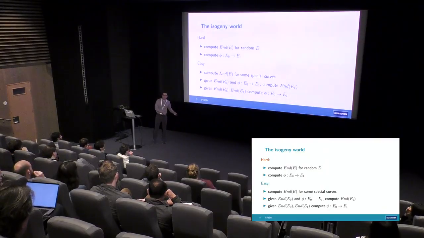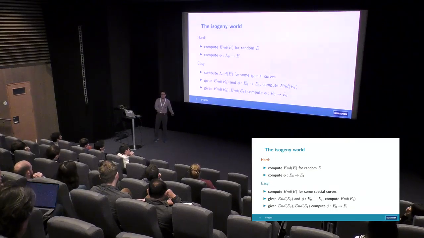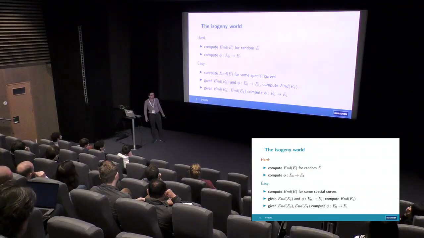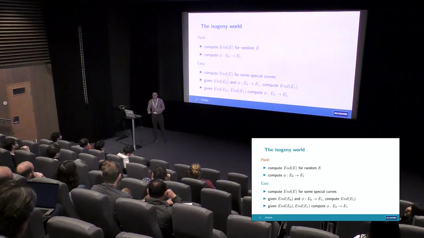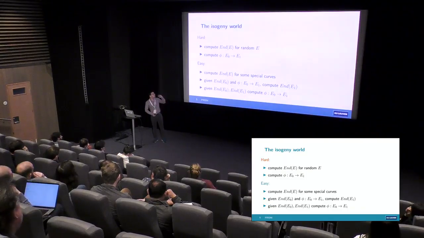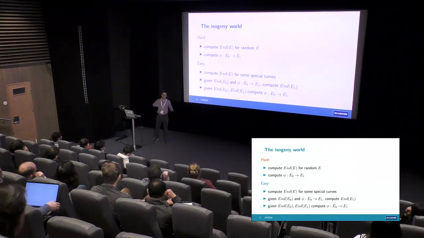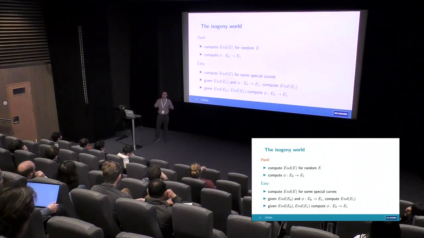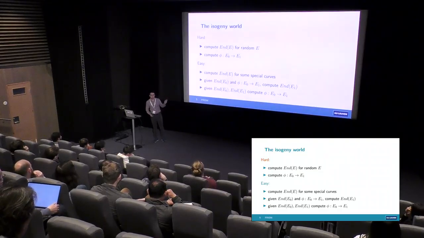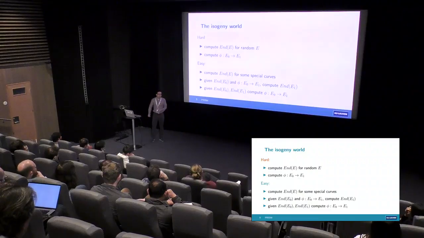So the object that I defined before: you take a random curve, you compute the endomorphism ring of this curve. This is very hard. And this is also related to finding a collision in the hash function that Miha defined before. And then you have computing an isogeny between 2 random elliptic curves. I give you 2 curves. You have to produce an isogeny between these 2. This is also hard. And on the other hand, we have some easy problems.